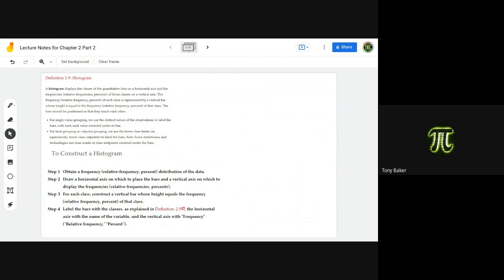The nice thing about this class compared to most other math classes is it's not very algebra heavy. You're going to see some formulas and stuff like that, but a lot of it's going to be plug and play. As long as you can use your calculator, we're good.